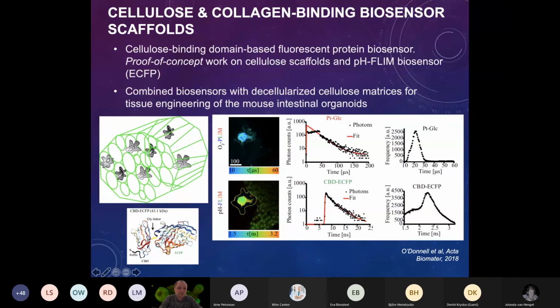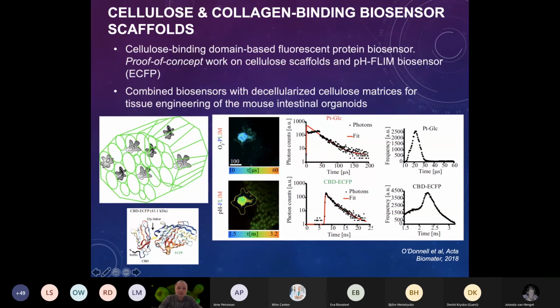As a proof of concept work, we decided to design the fluorescent protein shown here on the bottom. Basically, this fluorescent protein consists of a scaffold binding domain, for example a cellulose binding domain, and a fluorescent protein biosensor. In this case it is an enhanced cyan fluorescent protein, which shows pH sensitivity and changes fluorescence lifetime depending on protonation. We took this cellulose-based scaffold and grew organoids within the scaffold.